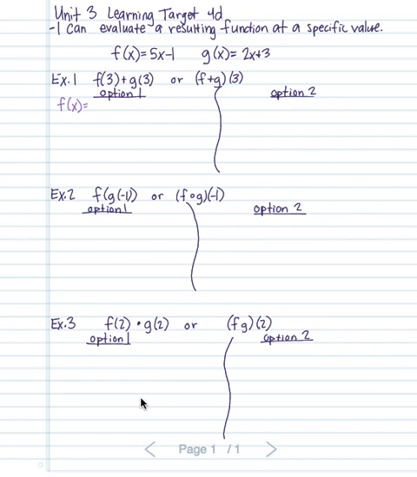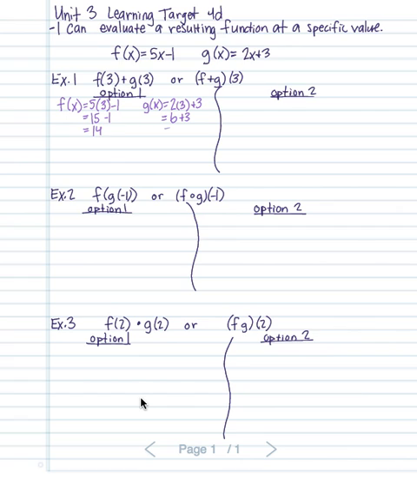So we would say 5, fill in 3, minus 1, 15 minus 1, 14. Do the same thing with g. So take g of x and fill in 3. So 2 times 3 plus 3 is 6 plus 3 is 9.